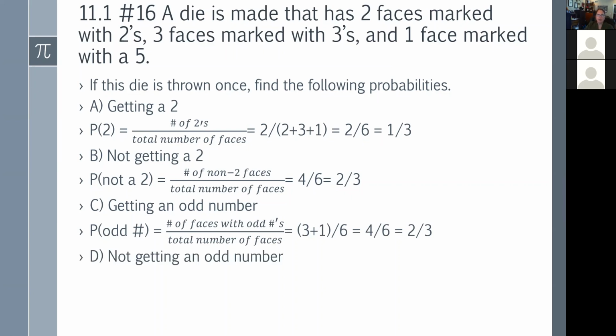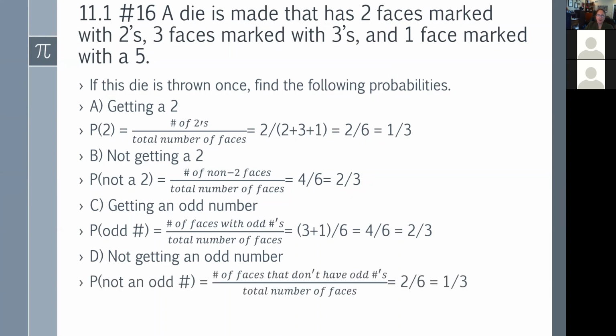And then the probability of not getting an odd number. So now we want to count up how many faces are there that don't have odd numbers. And since 4 of the 6 faces did have odd numbers, that leaves 2 of the 6 faces that don't have odd numbers. So that probability is 2 out of 6, or 1/3.